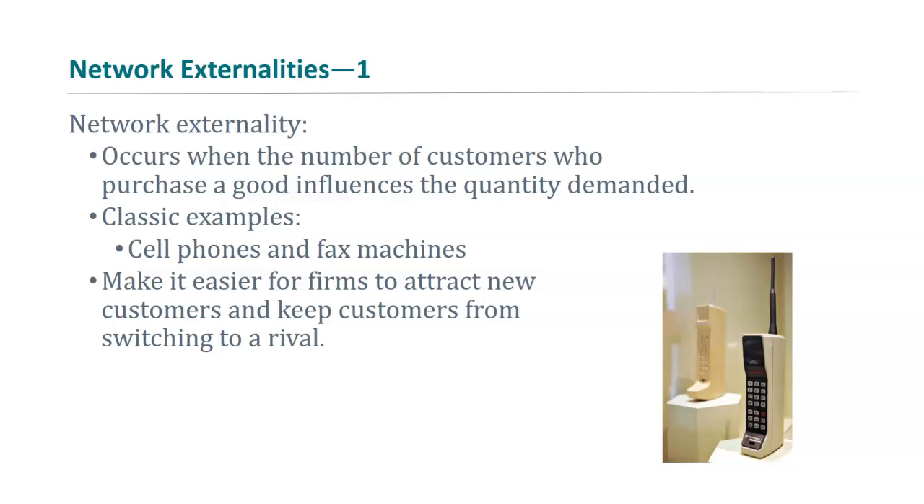Network externalities make it easier for firms to attract new customers and to keep customers from switching to a rival. If everybody's already on this particular app, when a new app comes out, they better be really good to get folks to switch over because they're not going to leave all their friends behind at the old app, right?